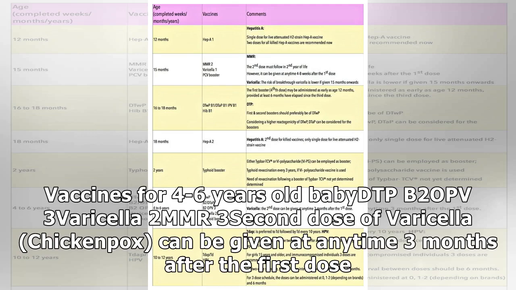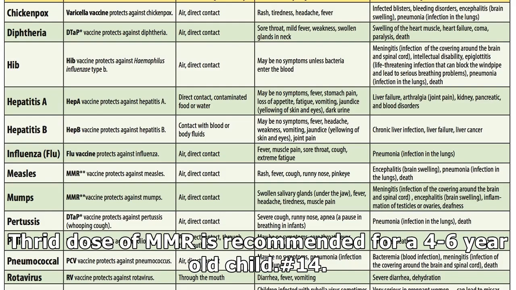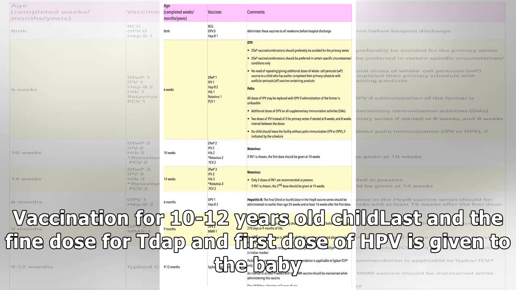Vaccines for 4 to 6 years old baby: DTP B2, OPV3, varicella 2, MMR. Second dose of varicella, chickenpox, can be given at any time 3 months after the first dose. Third dose of MMR is recommended for a 4 to 6-year-old child.